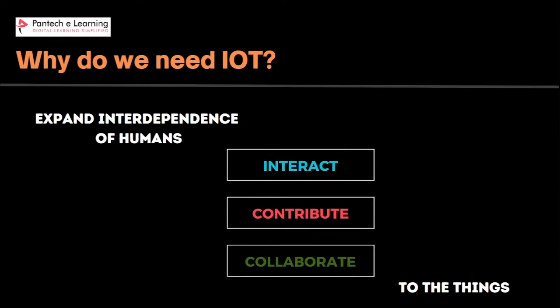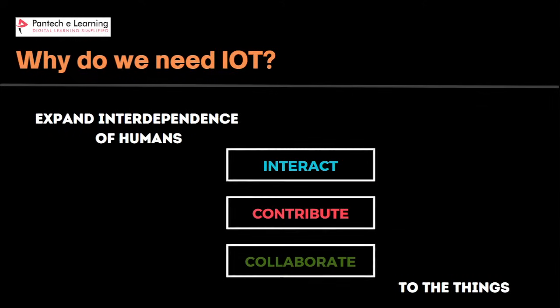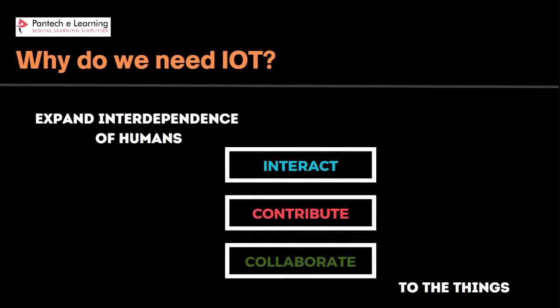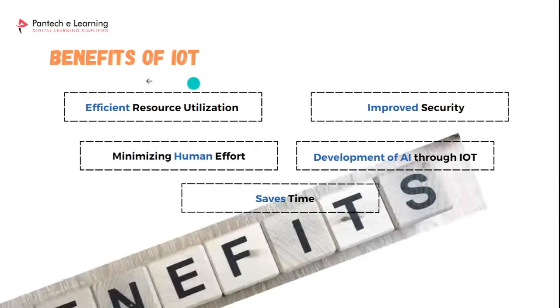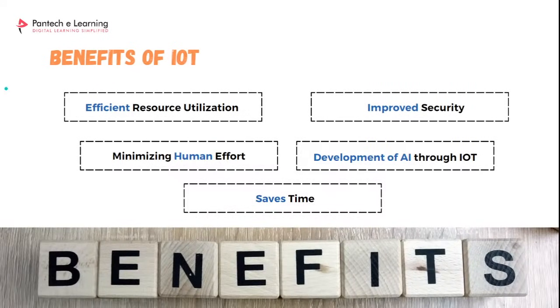We all are interdependent on each other for something or the other. If we expand this interdependence to interact, to collaborate and to contribute with respect to the different things around us, then we would be building a proper Internet of Things environment. This would be a much safer, more secure and time-saving environment, right? So now let's move to the next slide, which is the benefits of IoT.